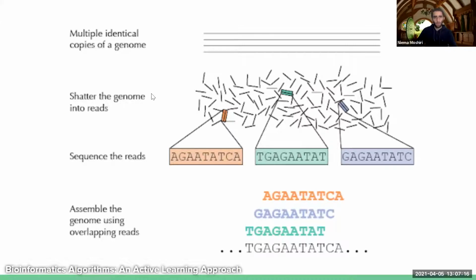So the general workflow for sequencing a genome is that we start with multiple copies of the genome. We shatter that genome into a bunch of small fragments, and then we sequence those small fragments, because the sequencing technologies have limitations in how long of fragments they can read. And then using those small fragments, we want to take the overlaps of those, what we call reads. Reads are the small fragments that we sequence. We want to take their overlaps and reconstruct the original genome.